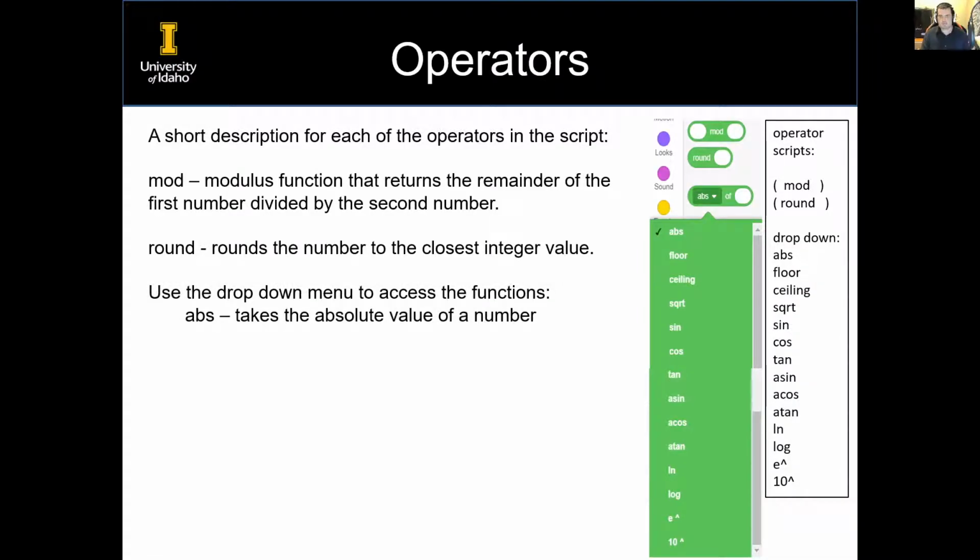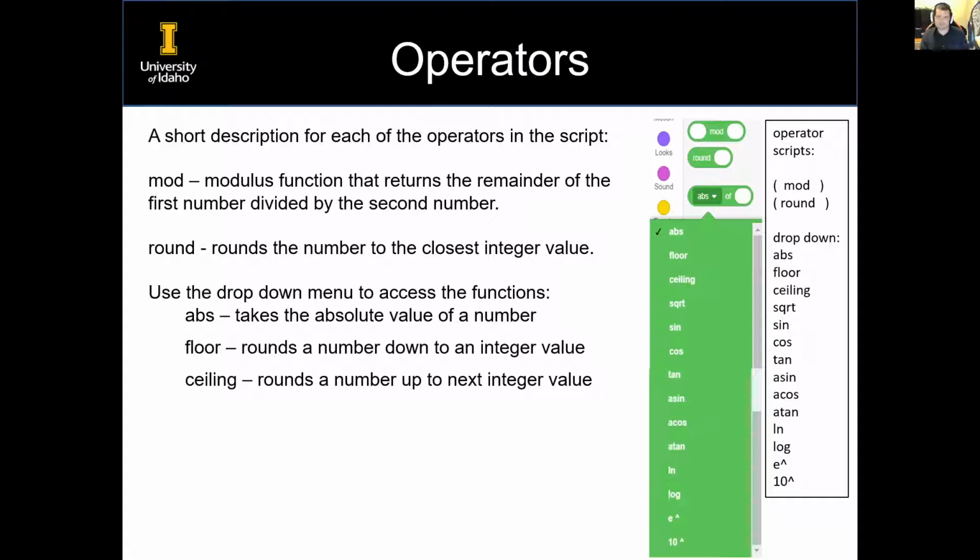Then we have a little drop down. In the drop down, we have a whole bunch of different options available here. ABS, that's the absolute value. Floor rounds a number down, every single time, no matter what the value is. It could be 2.99999, and it's going to round it down to 2. On the flip side of that, we have ceiling, which always rounds a number up. Even if it was 2.00001, it's going to round it up to 3.